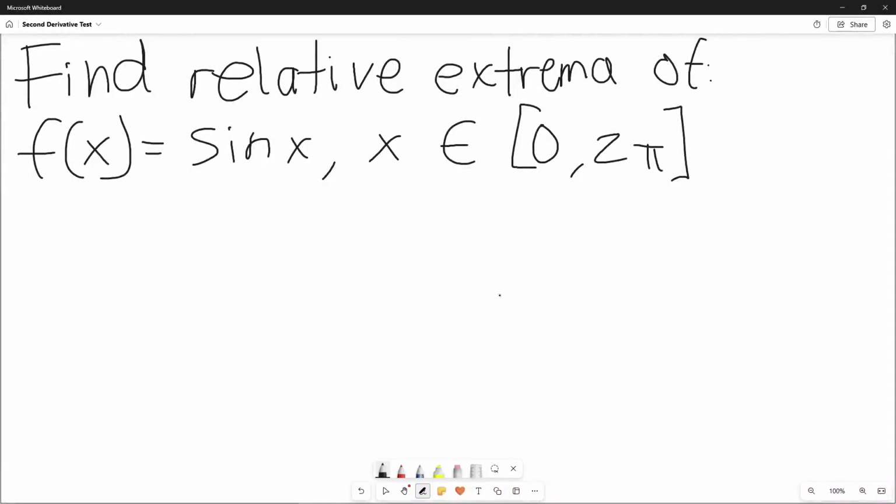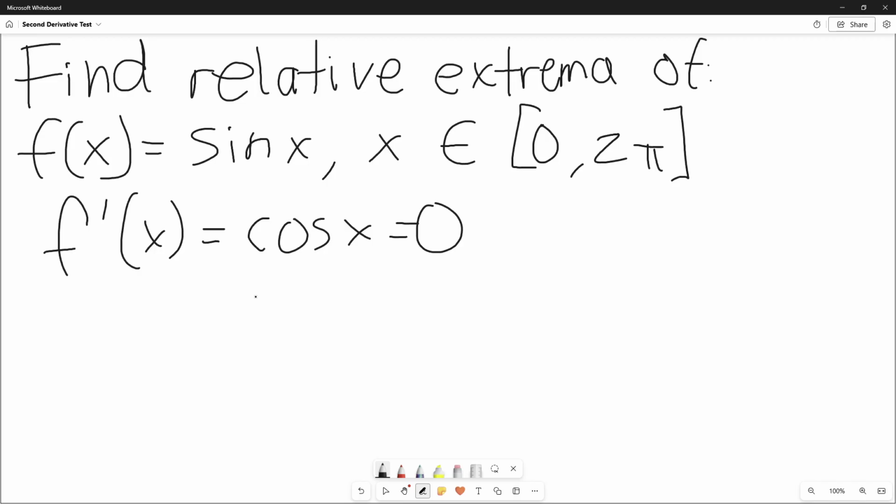Now, let's do a practice problem. If you think you know how to do this one, pause the video and try it. This one says, find the relative extrema of f of x equals sine x, such that x exists in the domain 0 to 2 pi. So as always, the first thing you need to do is find f prime of x, or the first derivative. In this case, it's cosine of x, and set it equal to 0. And just by knowing the unit circle, you can know that x is equal to pi over 2 or 3 pi over 2.